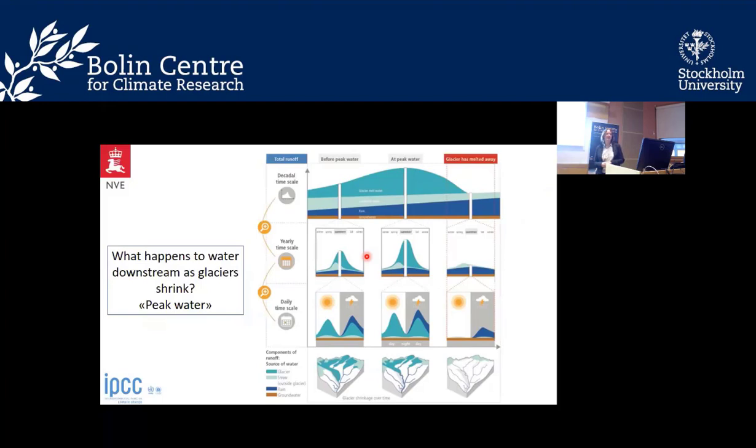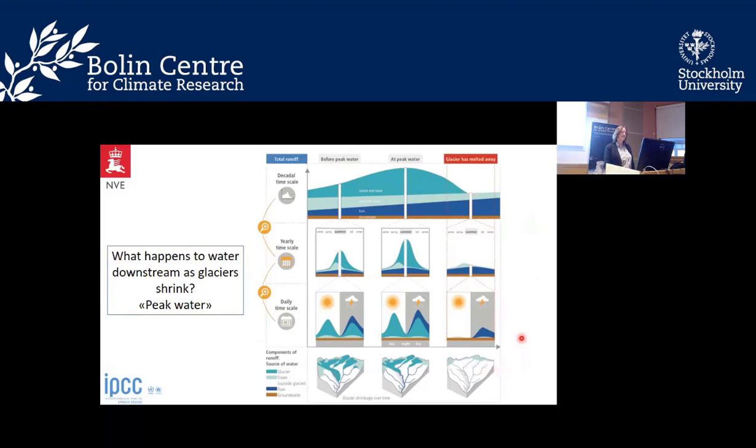This could be good. Sometimes more water is better. If you have more water for irrigation, it's better. More water for hydropower could be better. Or it could be a problem. It could be too much water. Hydropower can't always use more water. It might not be irrigation, it might just be flooding and causing big problems. And also, if you look at the daily time scale, again, you get more intense variations as the runoff increases.